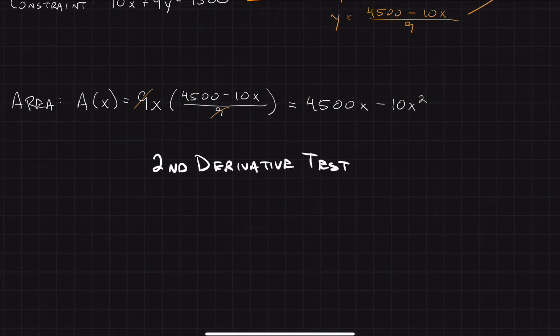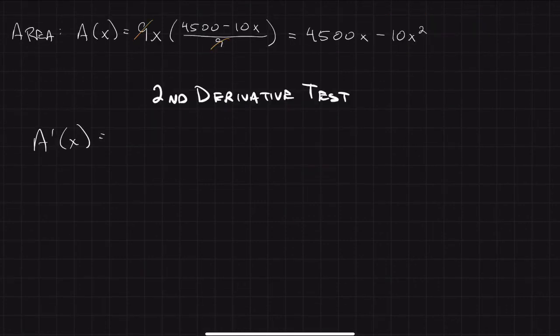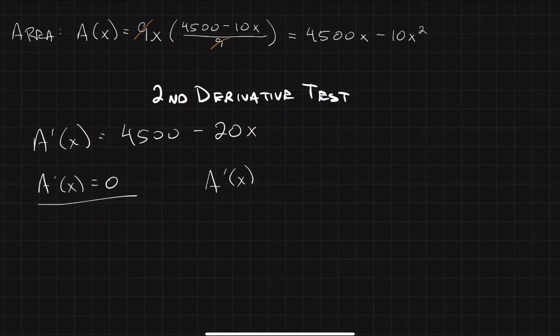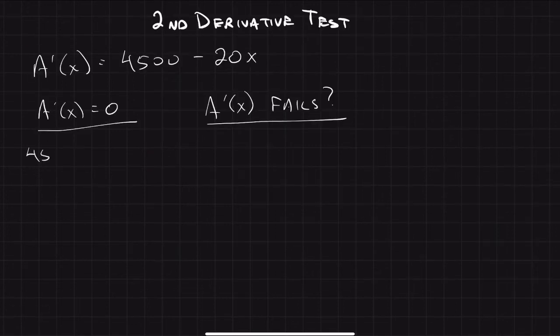Since our objective function is a polynomial, I'm just going to use the second derivative test. A prime of x would be 4,500 minus 20x. Under the second derivative test, we need to set A prime equal to 0. We also need to see if A prime fails anywhere, and if so, where does it fail? If we set A prime equal to 0, that means that we'd have 4,500 minus 20x equals 0. And now we can solve for x.